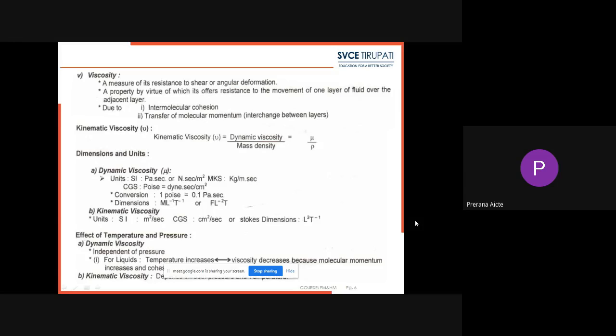Then the effect of temperature and pressure. Coming to the dynamic viscosity, dynamic viscosity is independent of pressure. It won't depend on the pressure. For liquids, if temperature increases, then viscosity decreases, because molecular momentum increases and the cohesion will reduce between the particles. Hence, if the temperature increases, then the viscosity will decrease. But kinematic viscosity definitely depends on the pressure and temperature.